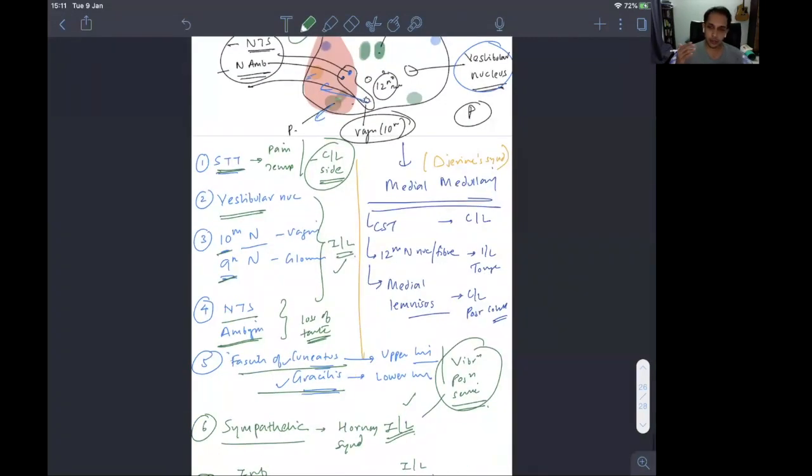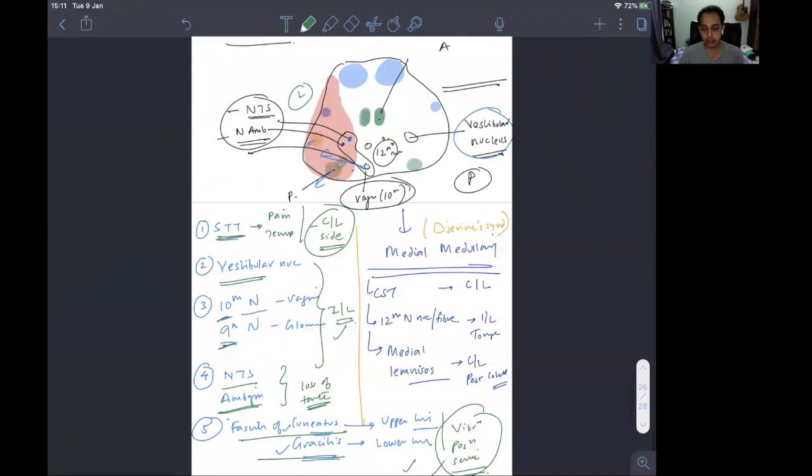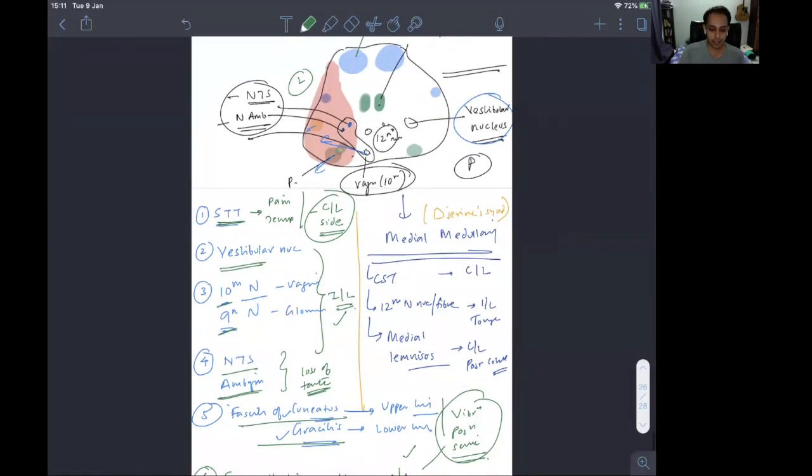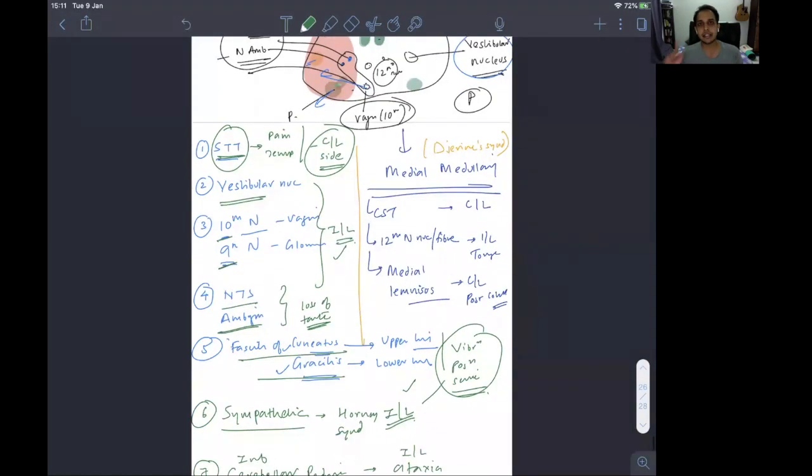The important thing to remember is what is not involved. Your corticospinal tract is spared because that is in the middle. Your 12th nerve is spared because that is in the middle. Everything else can get involved. Out of everything else, only your spinothalamic tract is on the opposite side. Everything else is ipsilateral. That is the rough outline of brainstem strokes.